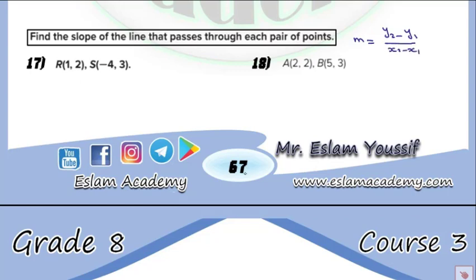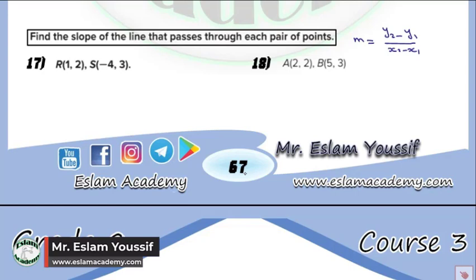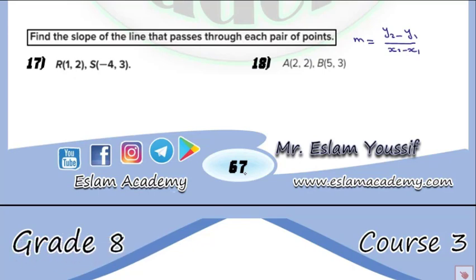So until now, we have 3 formulas. The first one, if we have a graph, we'll use rise over run. But if we have a table, we just find it by using the change of y over the change of x. If we have an ordered pair, we'll use the formula y2 minus y1 over x2 minus x1. Now we just need to write x and y. Any ordered pair must be written in the form x and y.